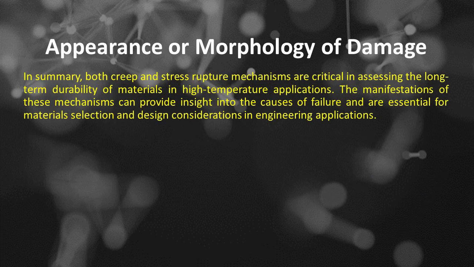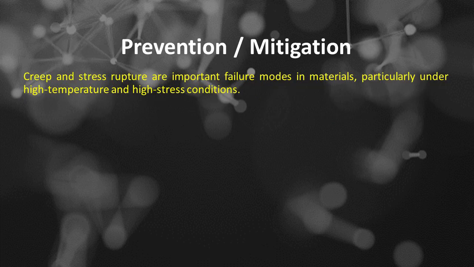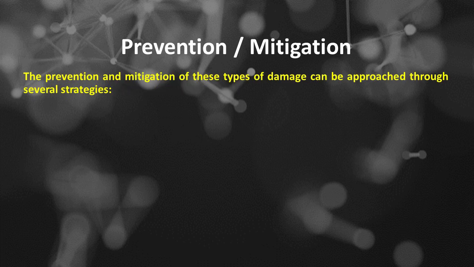In summary, both creep and stress rupture mechanisms are critical in assessing the long-term durability of materials in high-temperature applications. The manifestations of these mechanisms can provide insight into the causes of failure and are essential for material selection and design considerations in engineering applications. Creep and stress rupture prevention and mitigation. Creep and stress rupture are important failure modes in materials, particularly under high temperature and high stress conditions. The prevention and mitigation of these types of damage can be approached through several strategies.